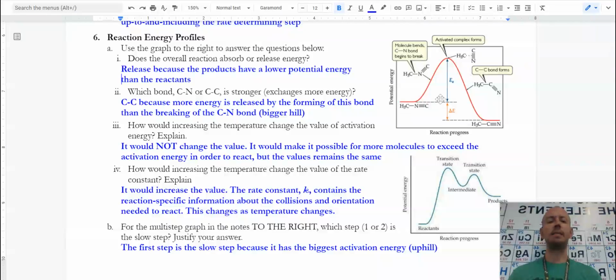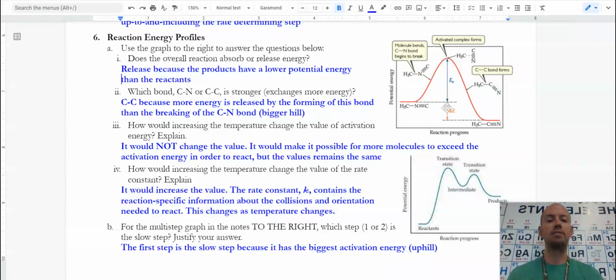Using the same concept on a smaller scale, which of the bonds, the C to N or the C to C bond, is stronger? We will have entire units where we're talking about bond strength, but we can also get that from the graph. C to C is represented by this hill on the graph. C to N is represented by this hill.